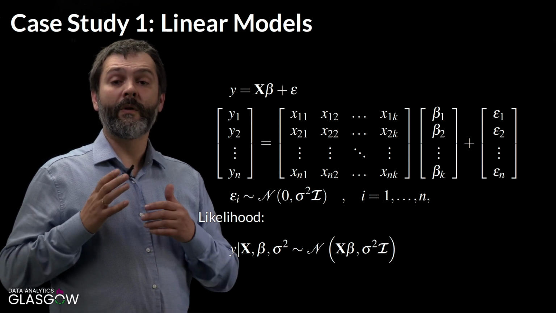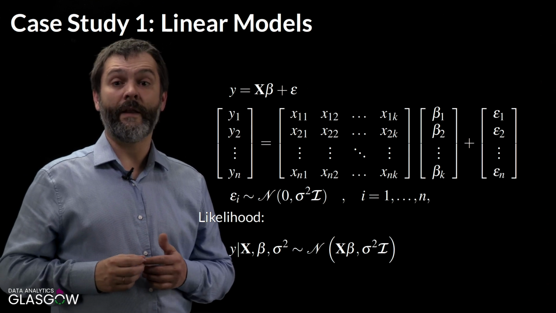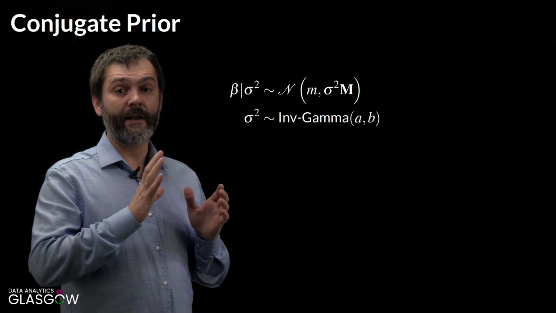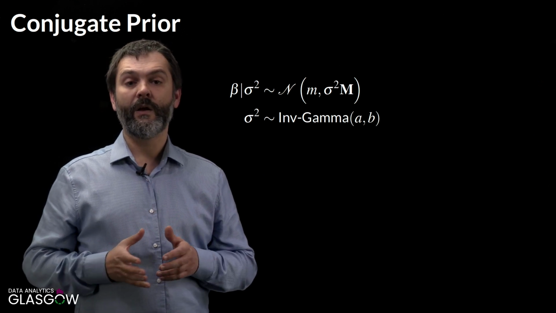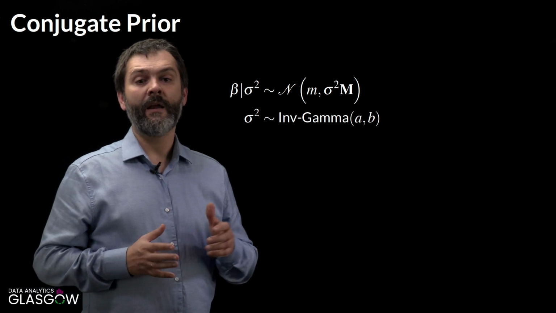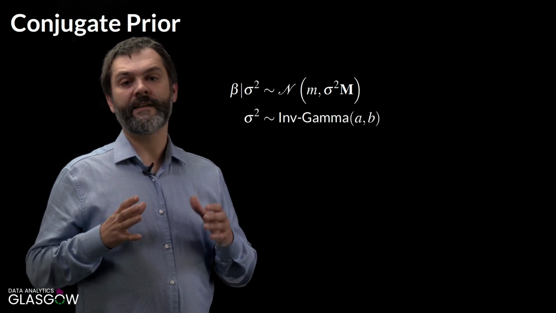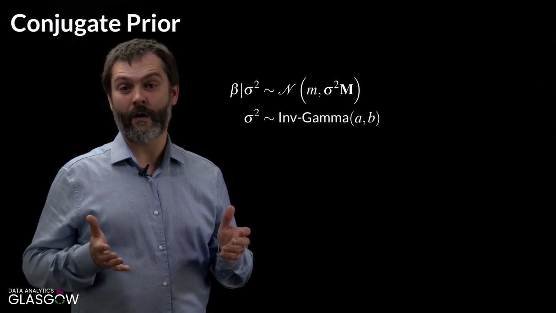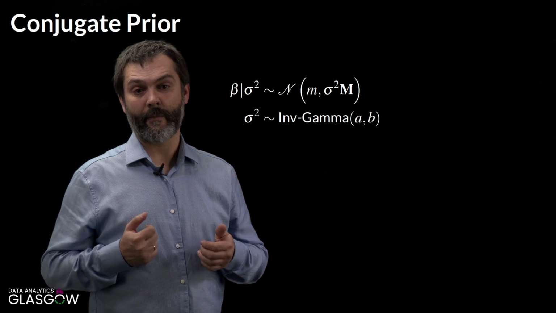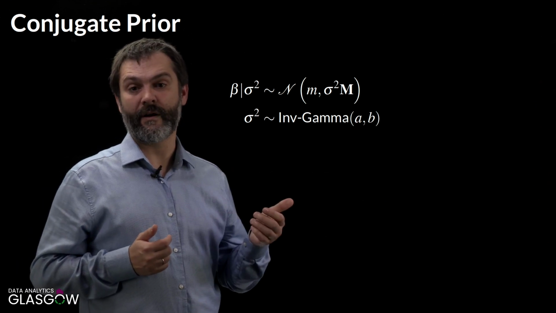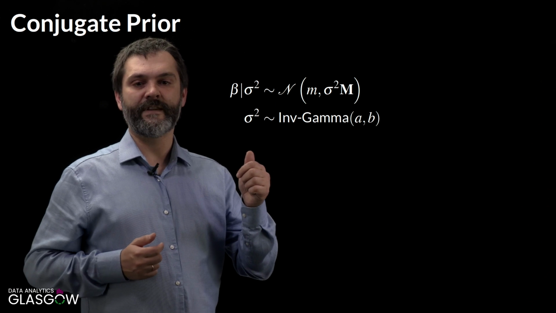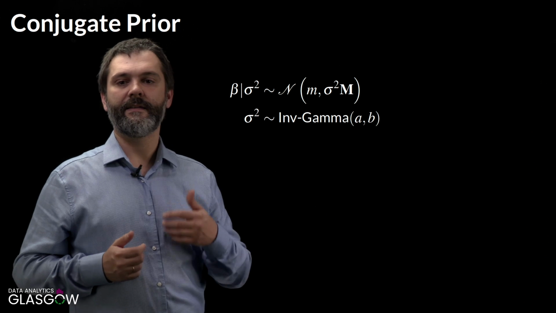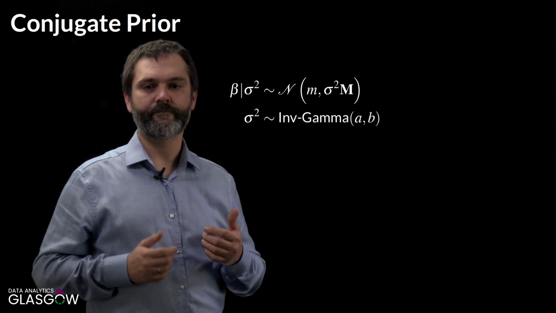Next, we will consider the conjugate prior for a normal model. So we will say that the conjugate prior is normal for parameters beta with some mean mu and some variance-covariance matrix sigma squared capital M. So capital M can be chosen to be anything in our prior. It is just a prior parameter, and it is fixed because it is a prior parameter. Our prior for sigma squared will be inverse gamma with some values alpha and beta as the prior hyperparameters.